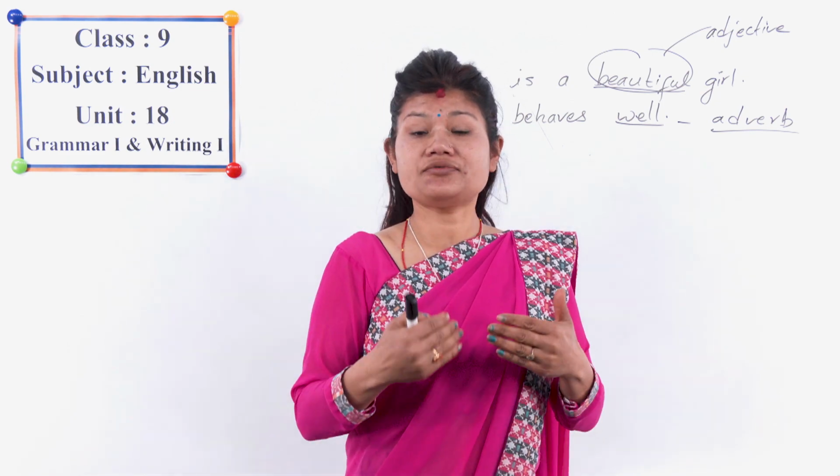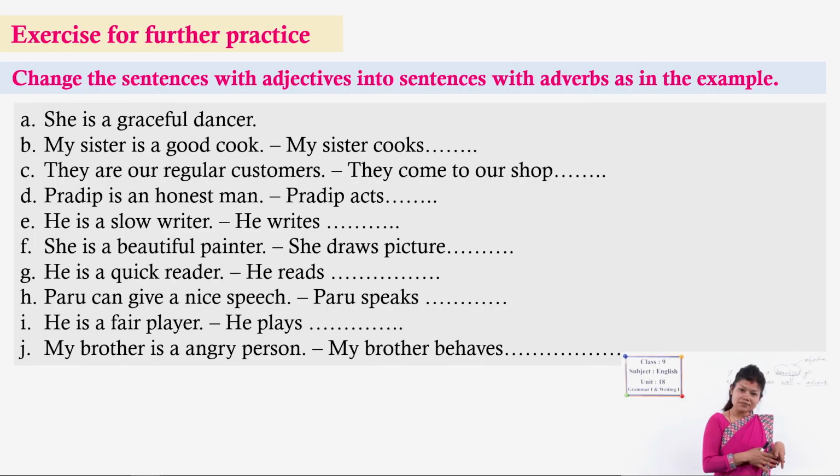Before moving to the writing section, I would like to give an exercise to practice further about adjectives and adverbs, okay. So, what do you need to do here? Change the sentences with adjectives into sentences with adverbs as in the example. Here are 20 sentences, you have to transform them into another sentence using an adverb, changing the adjectives into the form of adverbs. So, how to do it? I will do one for you.